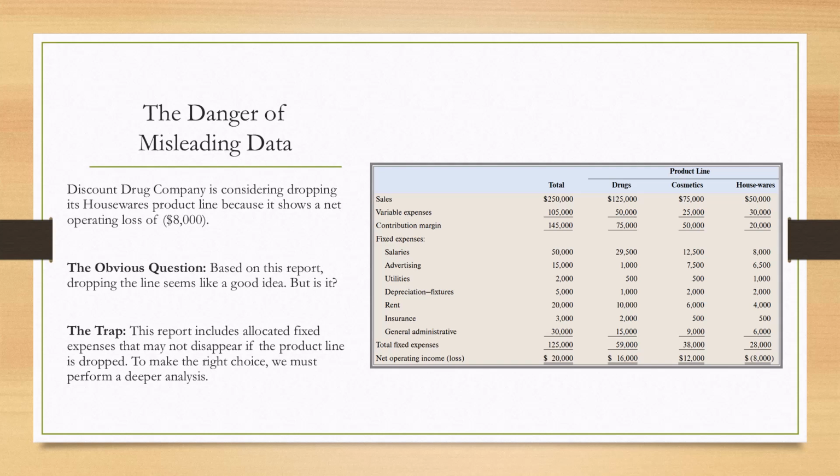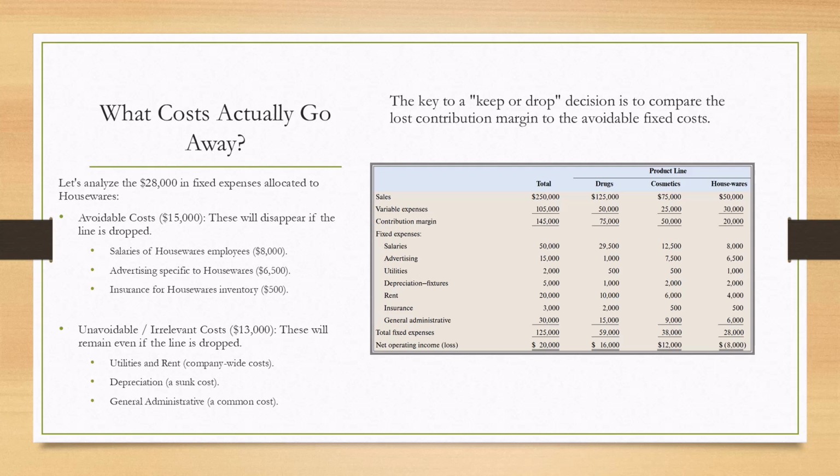This, however, is a classic trap. The problem is that this report includes allocated fixed expenses, costs that may not actually disappear if the product line is eliminated. To make the right choice, we have to perform a much deeper analysis. The critical question we have to ask is, what costs will actually go away if we drop the housewares line? The key to a keep or drop decision is to compare the contribution margin we would lose to the fixed costs that are truly avoidable.